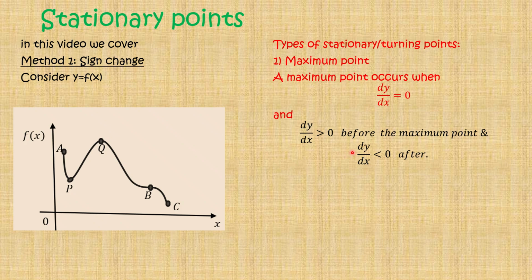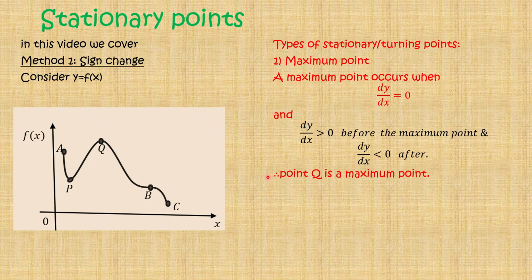Recall, at the maximum point, the dy dx is equal to 0. But if we get other values that are less than the x value, to be precise, of the maximum point, we are going to get a dy dx, or the gradient, which is greater than 0. And after that maximum point, we should get the gradient, which is less than 0.